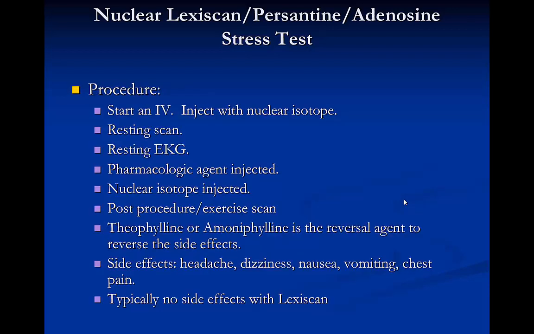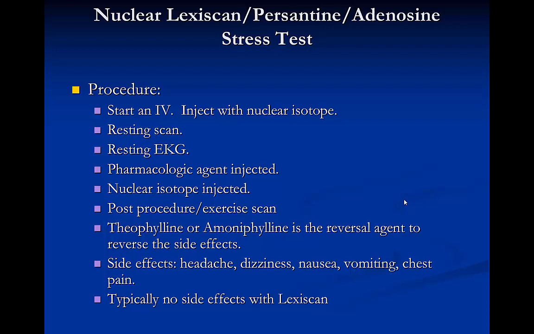So the procedure for the nuclear pharmacologic stress test is we start an IV. They get the injection with nuclear isotope. We get a resting scan. Then we get the resting EKG and resting blood pressure. The pharmacologic agent is injected, and once that is working, then the nuclear isotope is injected. Post-procedure, they get an exercise scan.